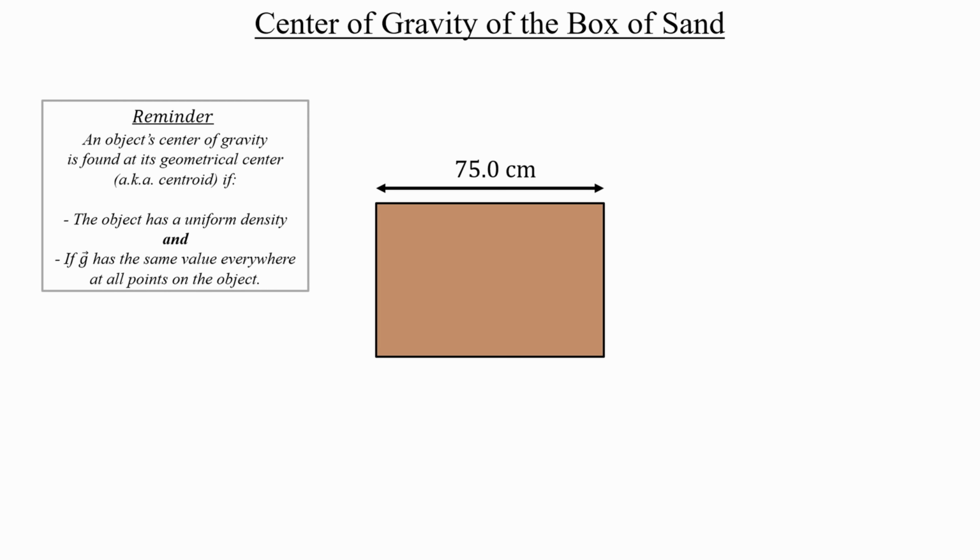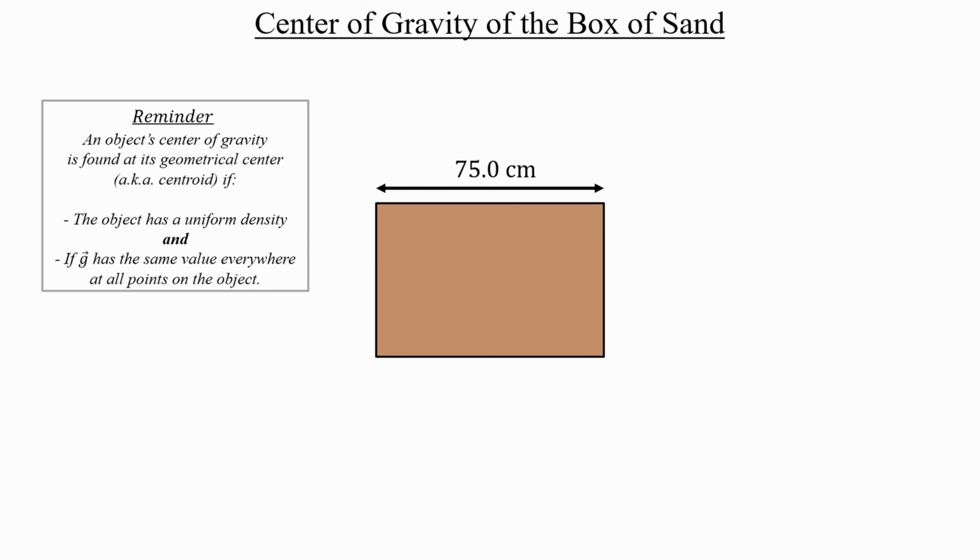The center of gravity for an object will always be found at its geometrical center, or centroid, if it has a uniform density and the acceleration due to gravity has the same value everywhere along all points on that body. And since our object satisfies both of those requirements, there's no need to do the calculus. We can skip right past it.